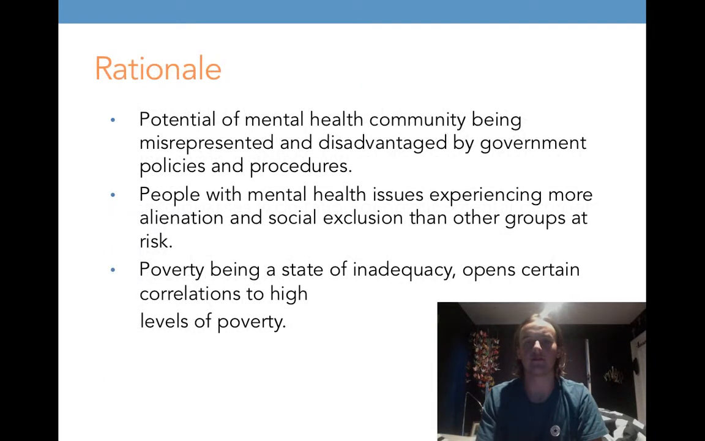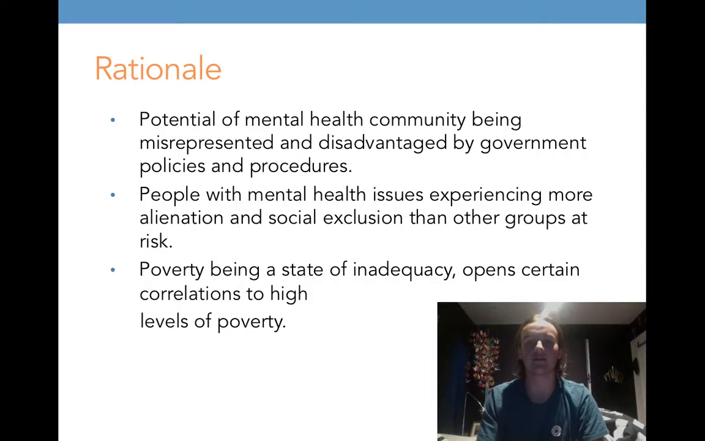Our rationale for choosing people living with a mental disability was due to the fact that, as a group, we see people with a mental illness as misrepresented and disadvantaged by government policies and societal standards. We selected this population group over a physically disabled demographic as we were led to believe that people with mental disabilities are not glorified in the same fashion people with physical disabilities are, as well as possibly experiencing more alienation and social exclusion due to social stigma, such as the neoliberal argument of deserving and undeserving individuals in relation to benefits.